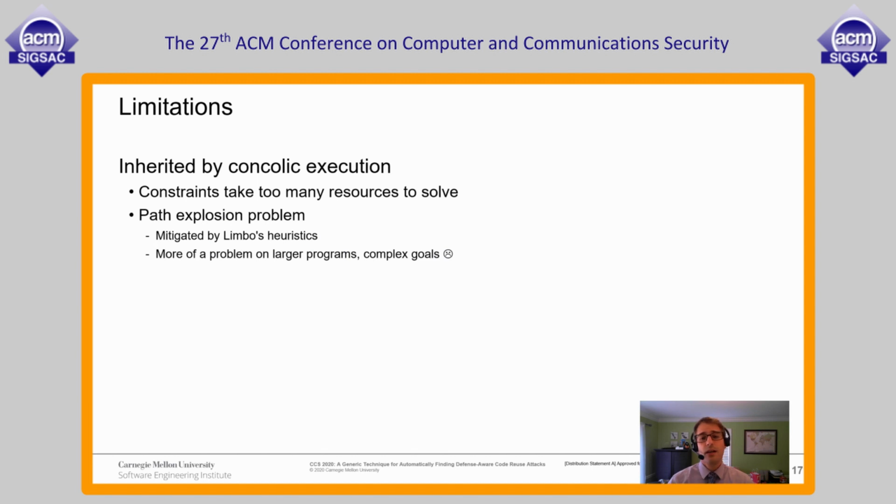Now, Limbo does have limitations, and a lot of these come from concolic execution. One of the most serious ones is the path explosion problem, which is basically just that the state space is very large. This is mitigated somewhat by Limbo's heuristics, and we showed that in a lot of cases, Limbo's heuristics really do turn this into a tractable problem. But this is still a problem on large programs, and especially when you have very complex goals that you're trying to meet.